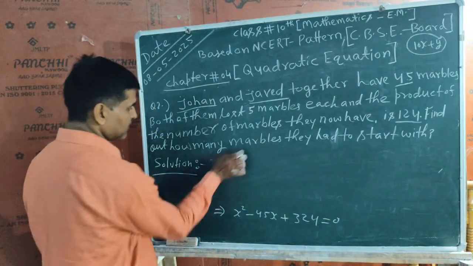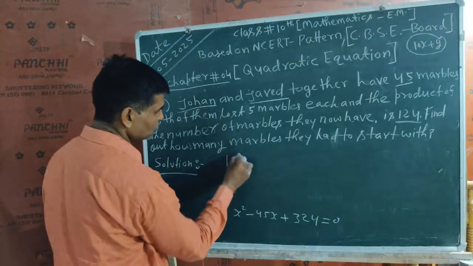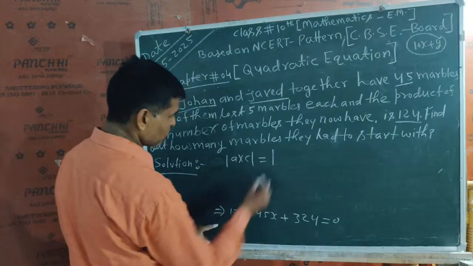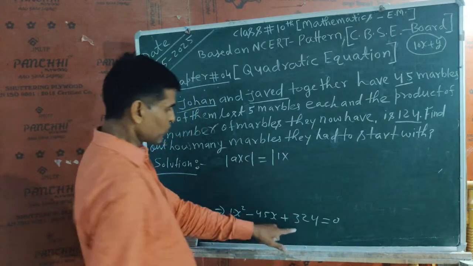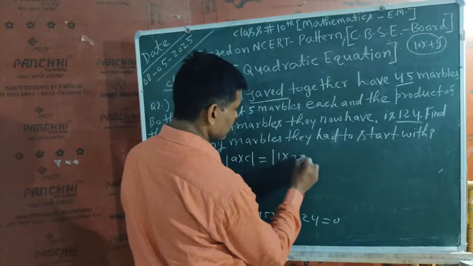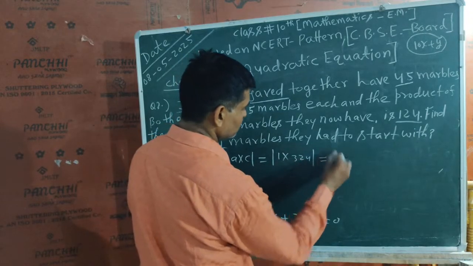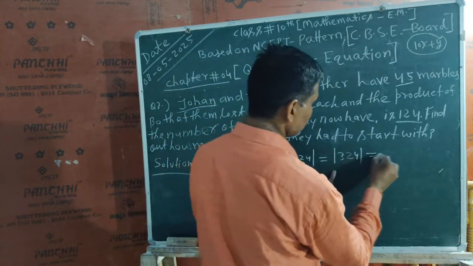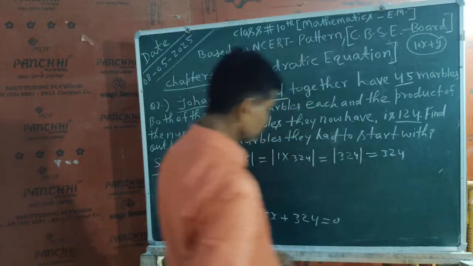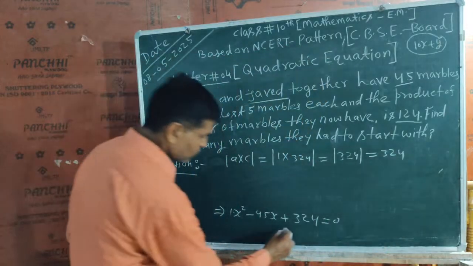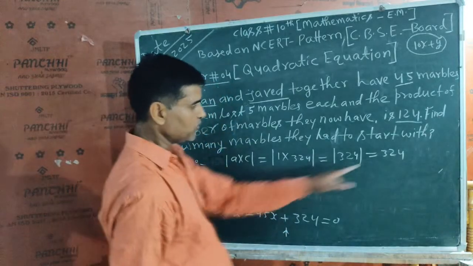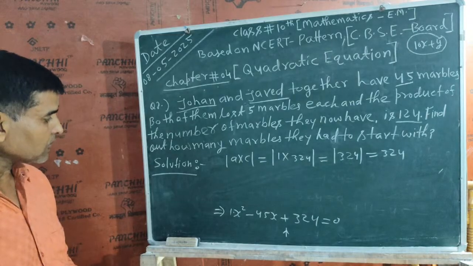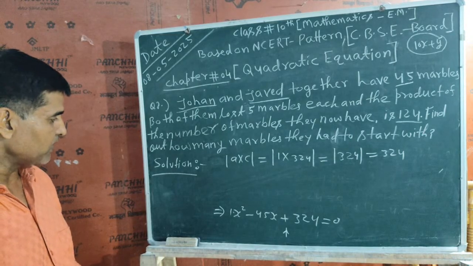So here I will write one condition: a into c, I will put the coefficient of x square, that is 1, and the constant c is 324, so I will write 324 after the multiplication sign. Okay student, further here plus sign is available, so I will make two factors of it, and after summation that will be 45.